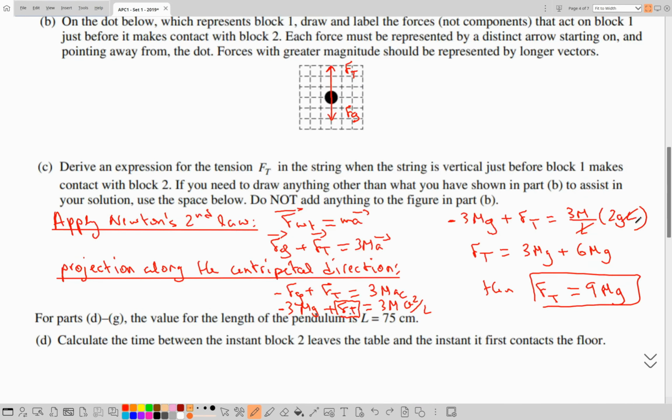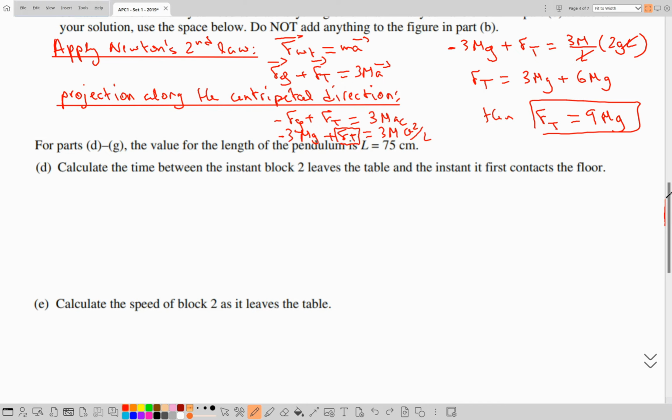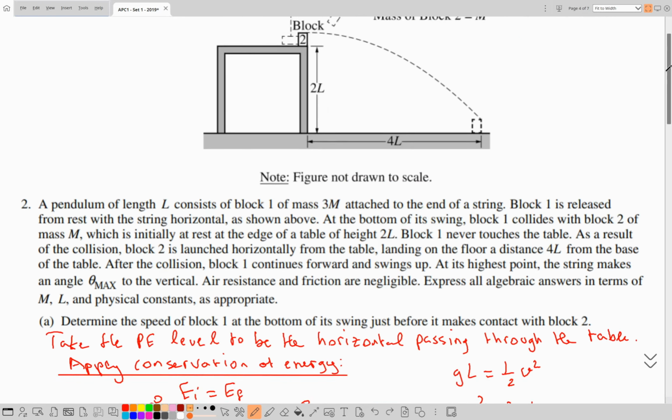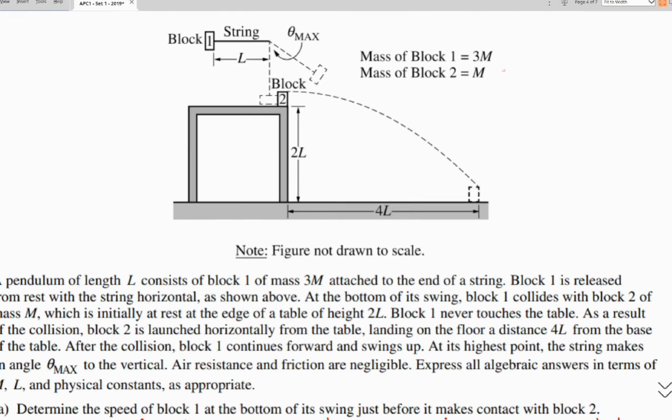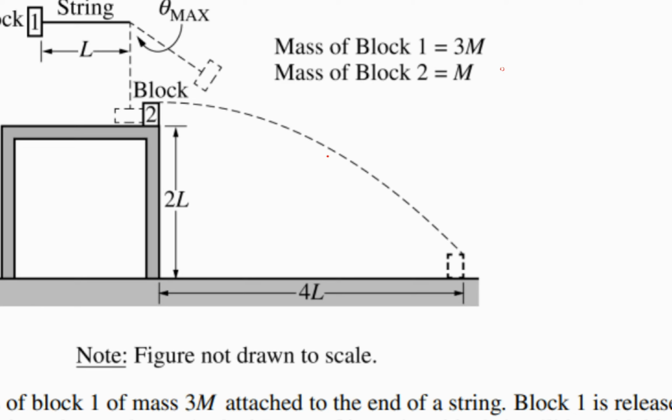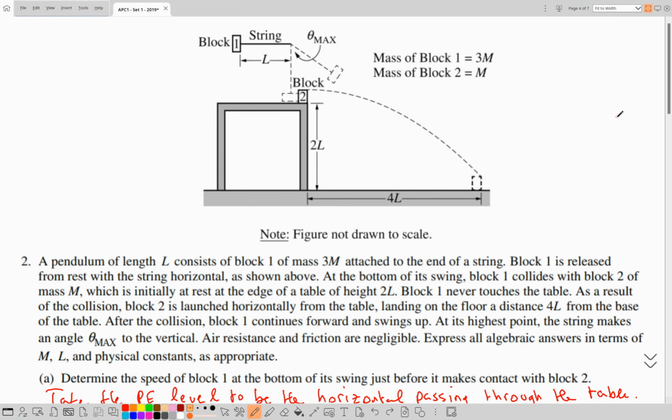So here I can directly give you the expression of the time, because this is basically vertical free fall. It's given by the square root of 2h divided by g, and the height that we're going down is given by 2L, so that would be basically the square root of 4L divided by g.